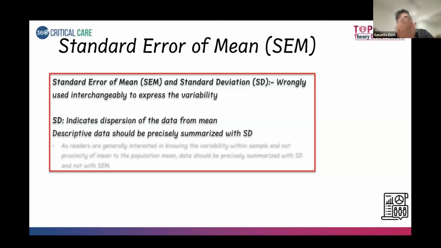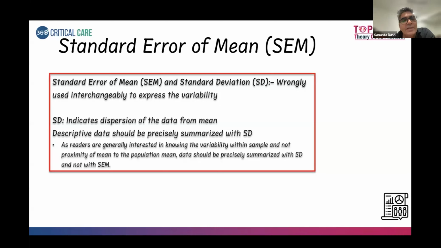All right. So descriptive data should be precisely summarized with standard deviation. Readers are generally interested in knowing the variability within the sample and not the proximity of the sample mean to the population mean. As I said, means of the mean. So you don't want that. Suppose I represented data in standard error of mean. What it will say is that I have divided the whole population into 20 groups.